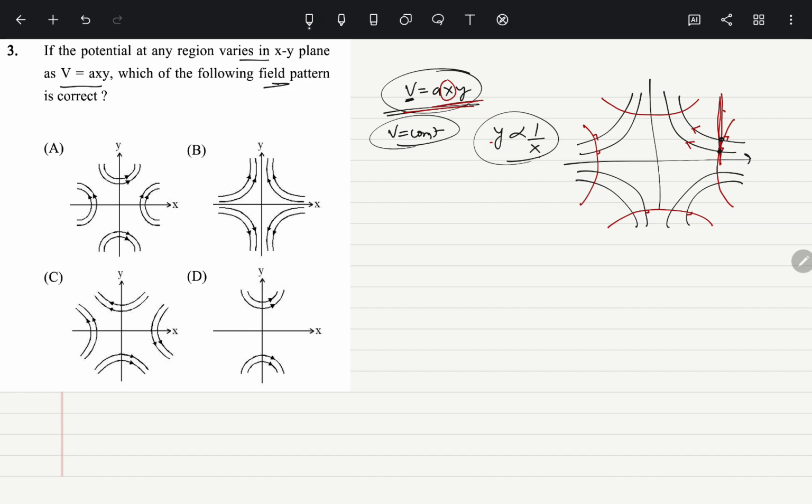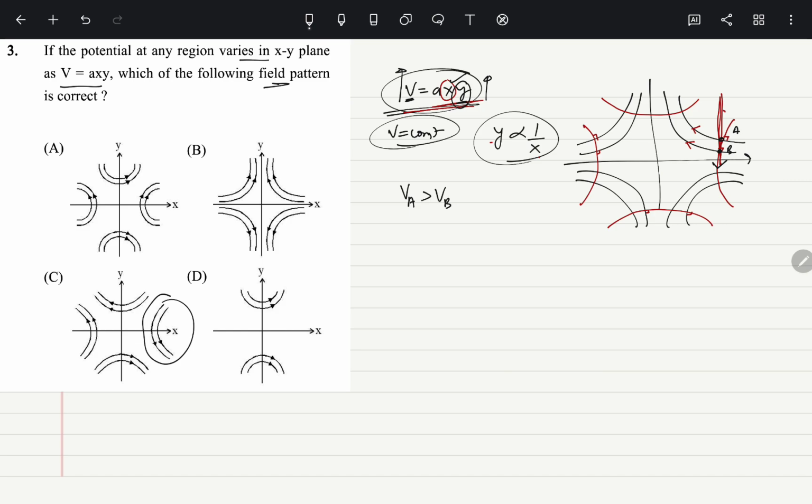On this line, for these 2 black points, x is constant. So whichever has more y will have more potential. So if I mark 2 points A and B, the potential at A will be greater than the potential at B. And from the property of field lines and equipotential surfaces, the potential decreases in the direction of electric field. So from A to B the potential is decreasing. That means the direction of field lines will be downward, A to B side. Okay, so that is correct in option C.